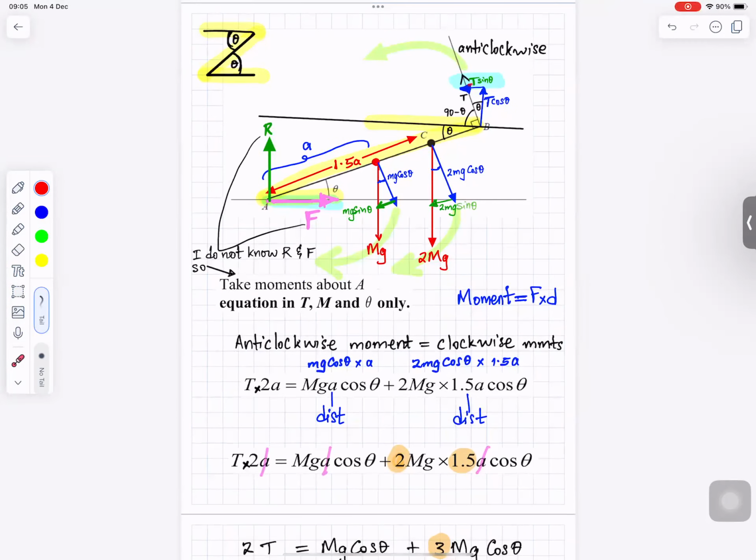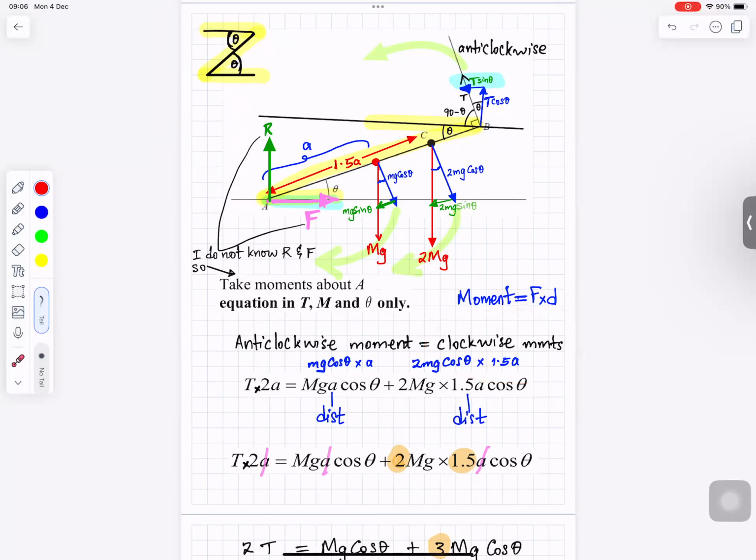The T there, that force T there, that's the one going anti-clockwise. I put it there in green. That T there, the distance from T to the moment point A, that distance is 2A. So that distance is 2A, and that's T there. And this is the perpendicular distance. So it's T times that distance, which is 2A, is equal to, we want to use the clockwise moment.